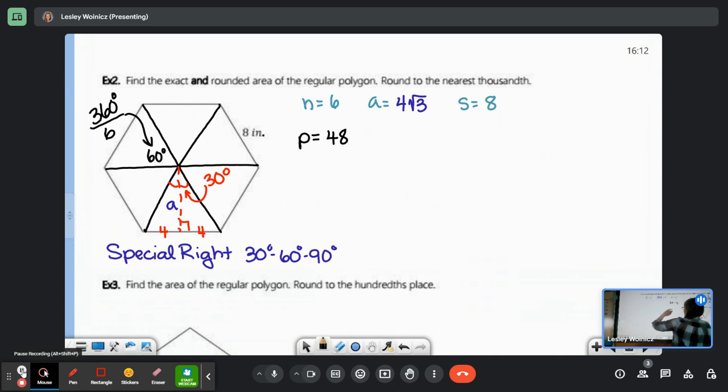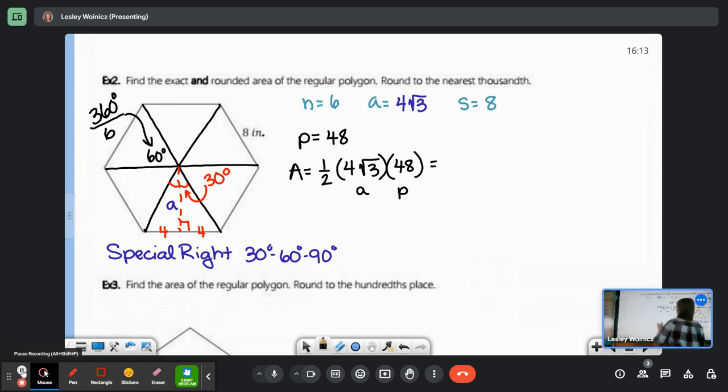Okay, so the area will be 1/2 times, what did they put first, the perimeter or the apothem? The apothem first. Okay, so times 4 root 3 times the perimeter, which is 48. So this is the apothem, this is perimeter. It'd be a good idea to label them so that when you go back to this, you know what it is.